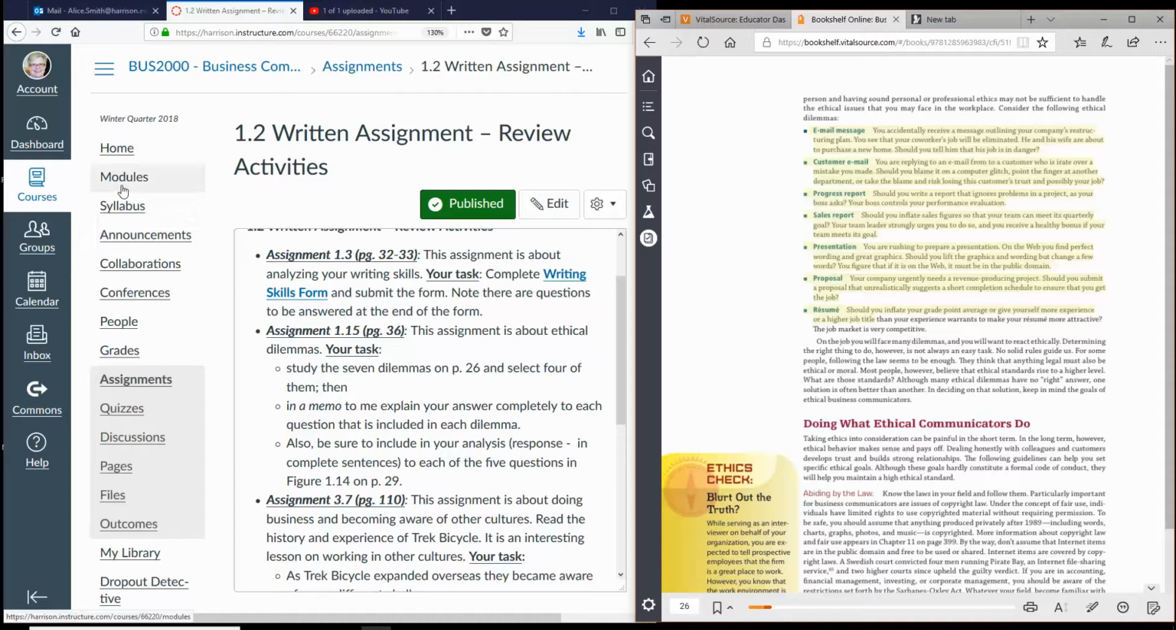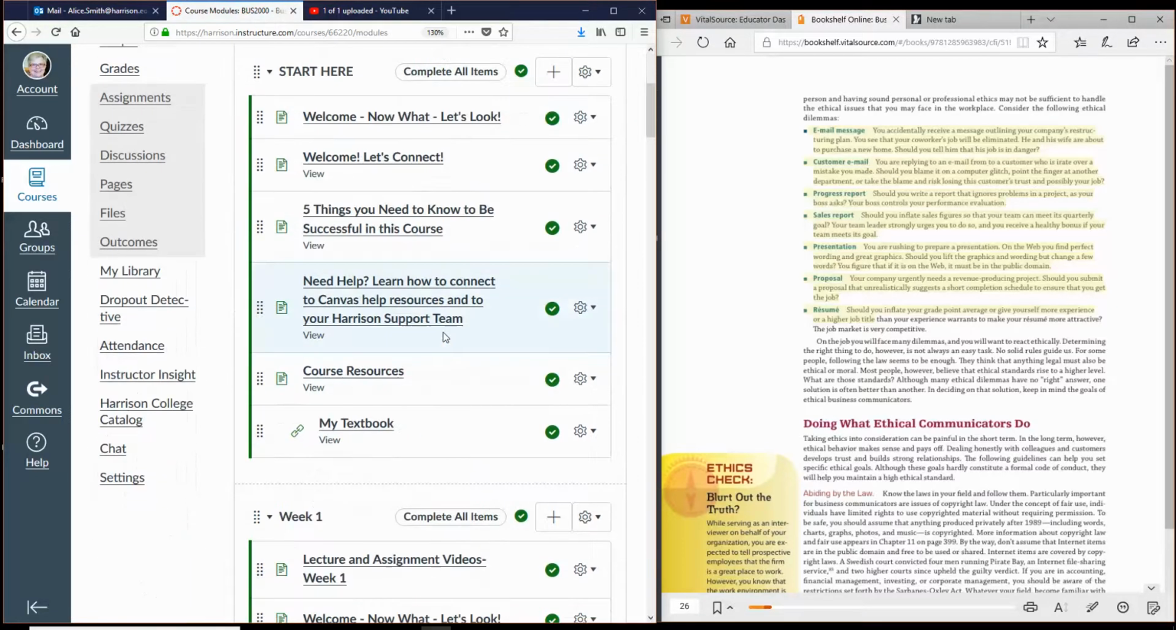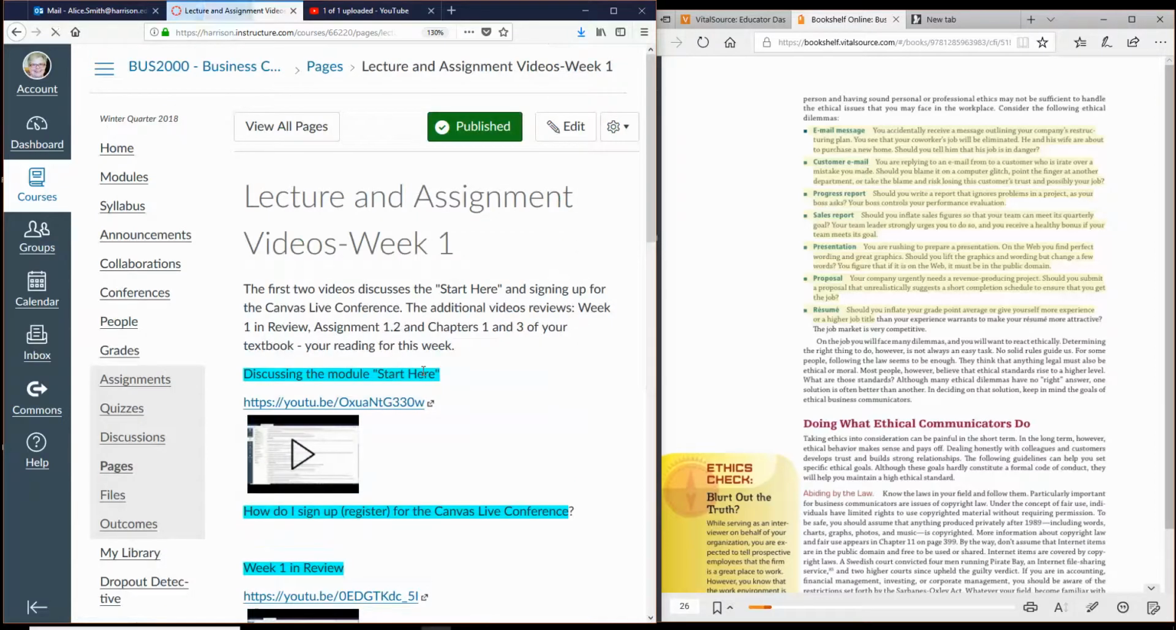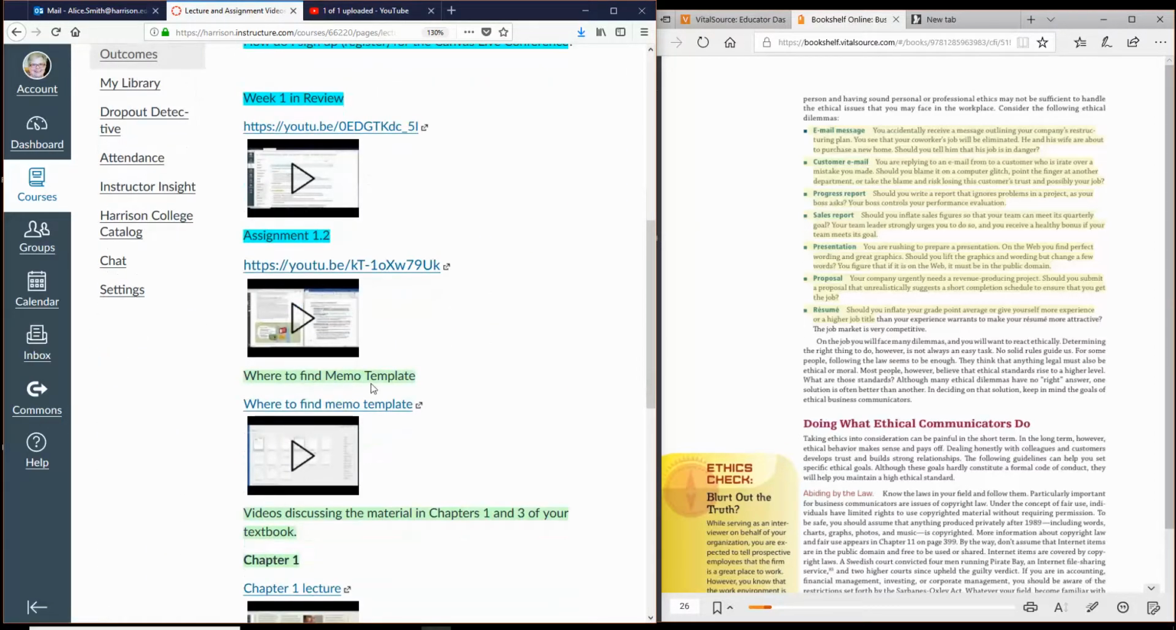Remember back here in modules, I don't know how to do a memo. I don't know where to find a memo. Okay, I told you where. So, where to find a memo template? Where to find a memo?